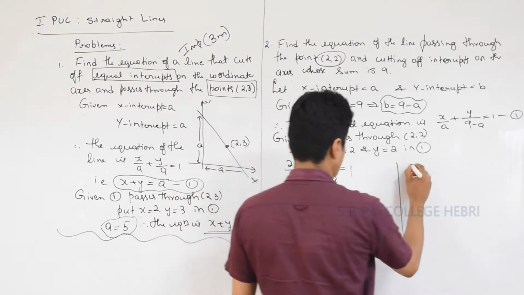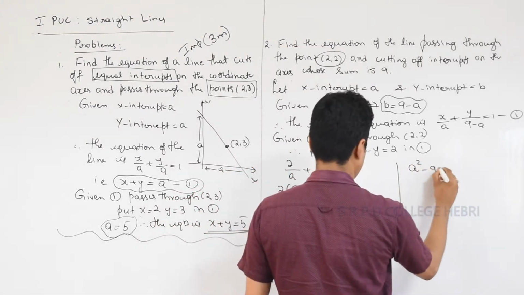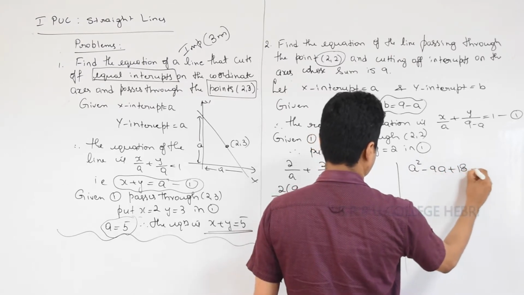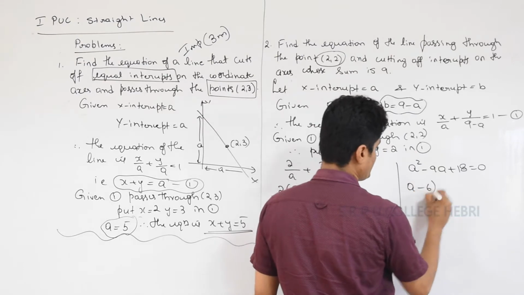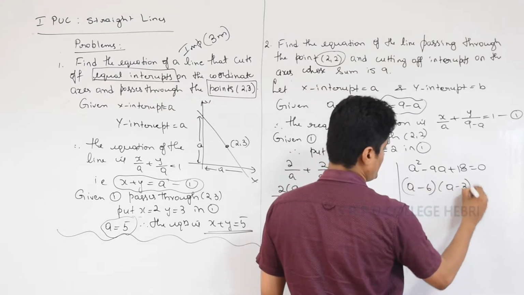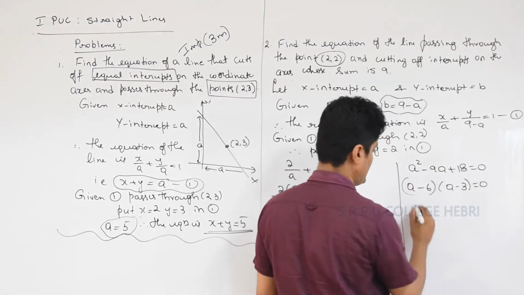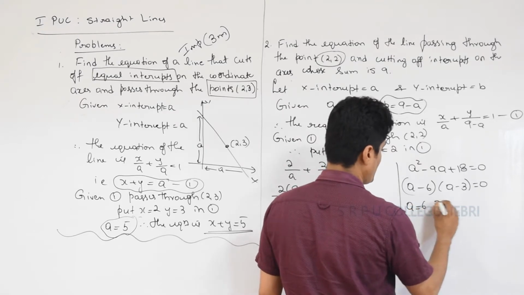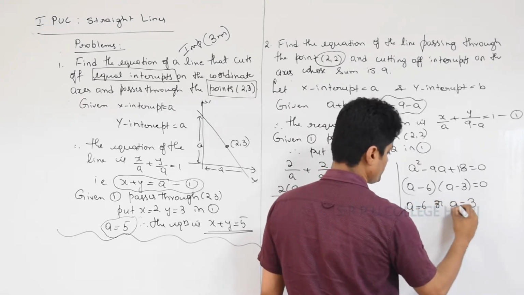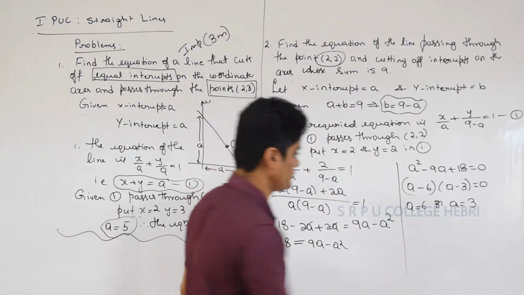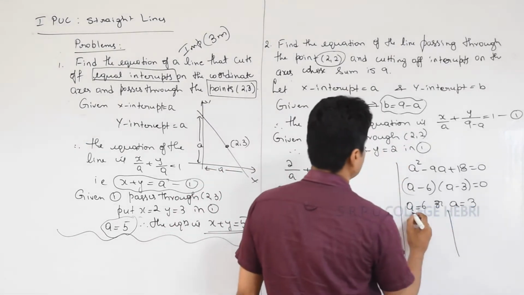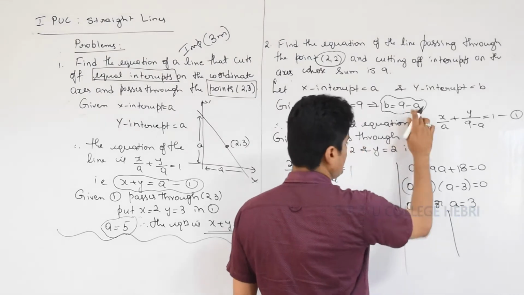So this is nothing but a square minus 9a plus 18 is equal to 0. 6 into 3, so (a minus 6)(a minus 3) is equal to 0. Correct? So a is equal to 6 or a is equal to 3. So there are two equations now. One for a is equal to 6. So a is equal to 6, then what will be the b? b is equal to 9 minus 6, that is 3.